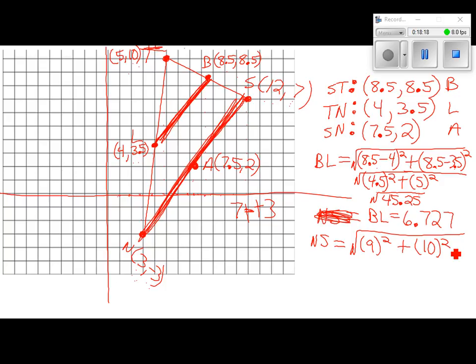9 squared is 81. 10 squared is 100. Add those two together and you get 181. Then you got to find the square root of that. So on your calculator, square root 181, and you end up with NS, the length of that segment, being 13.454. Went out 3 places there.